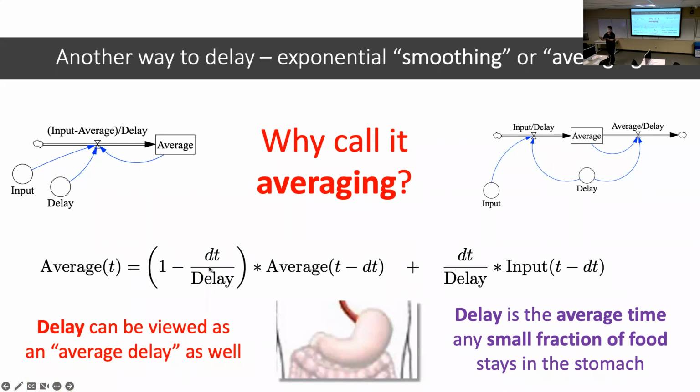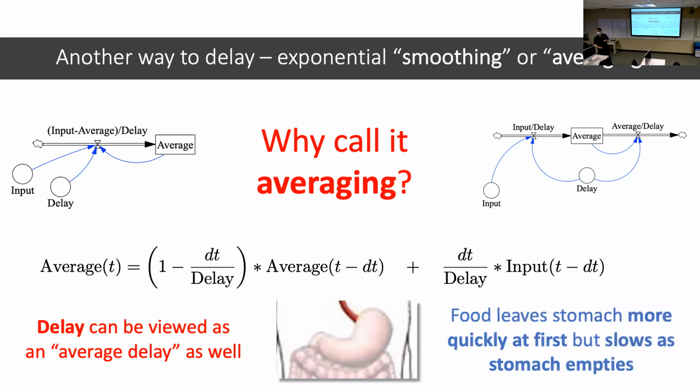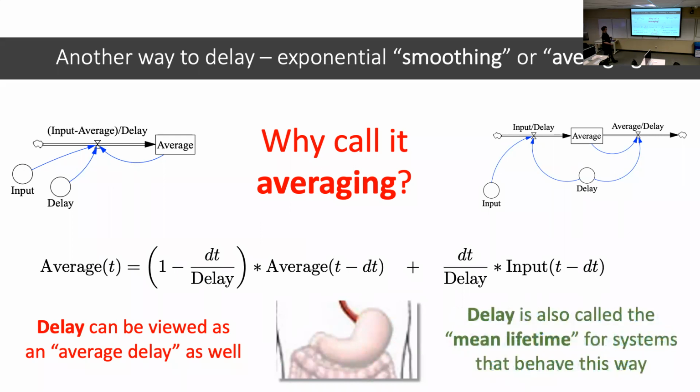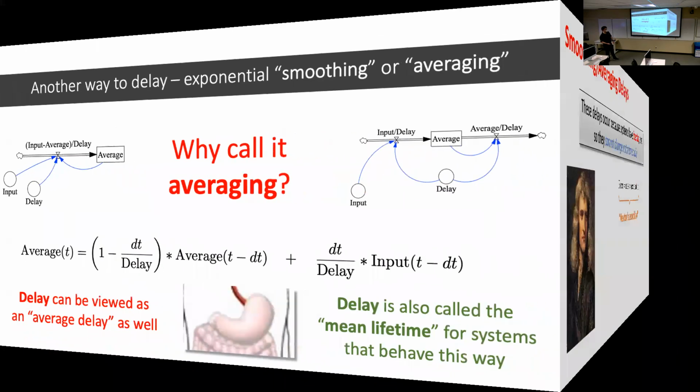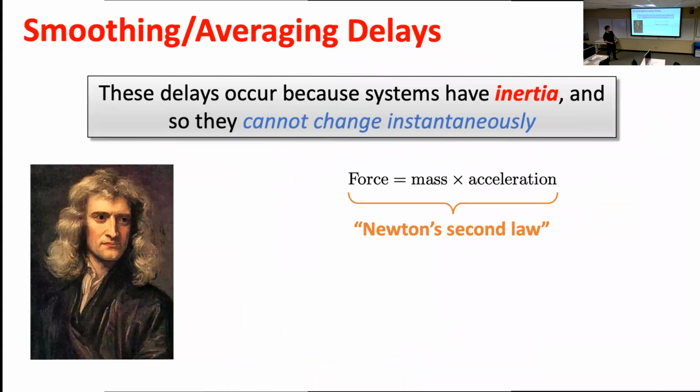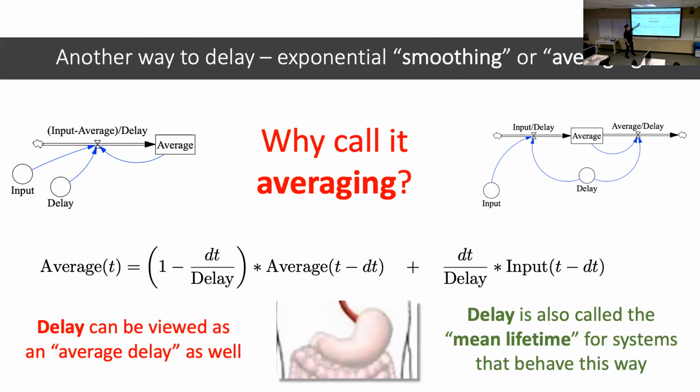So it's an average delay. So it's another use of this term averaging. Sometimes we call it the mean lifetime for these systems or a time constant for these systems. So are there any questions about these ideas?